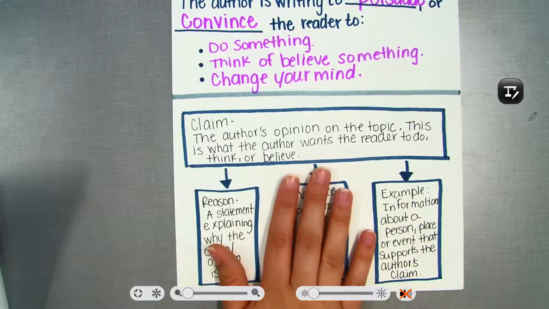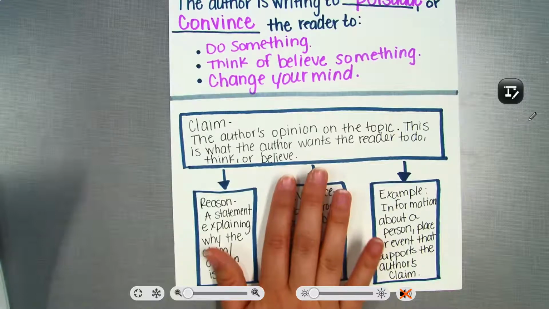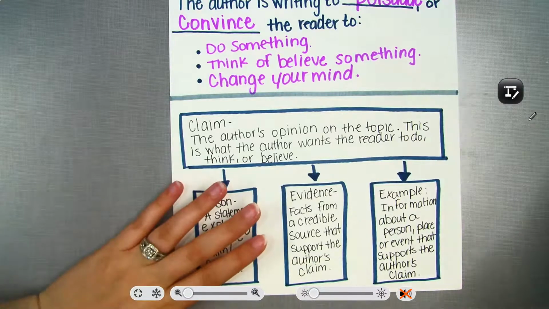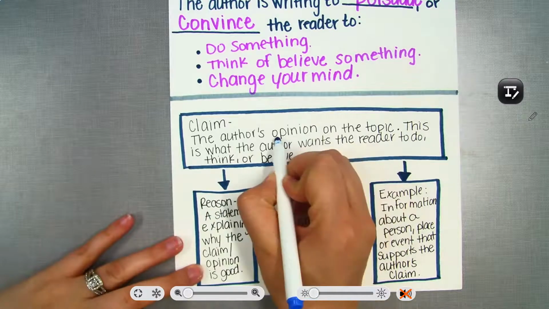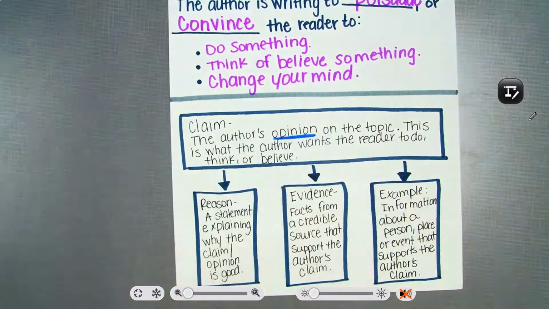Well, they have a claim. And so a claim is the author's opinion on the topic. This is what the author wants the reader to do, think, or believe. And so the key word for this, guys, is the author's opinion. Today we're going to talk more about how we know what an opinion is, because in order to be able to pick out the claim, it has to be an opinion. It can't be a fact.